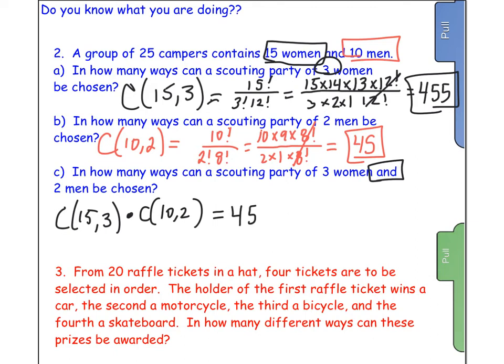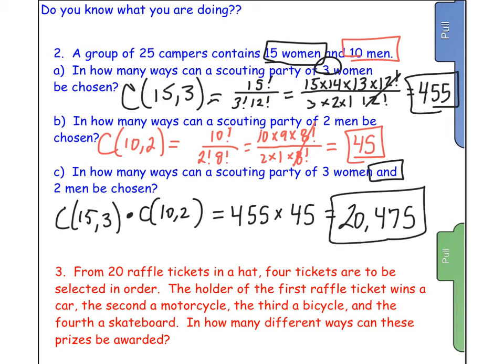One event occurring times another one occurring. And let's get our calculators back out. 455 times 45 is 20,475. And that is our answer for part C.